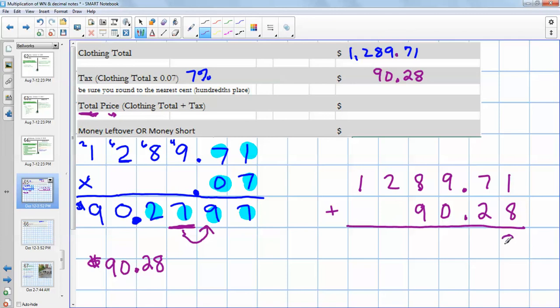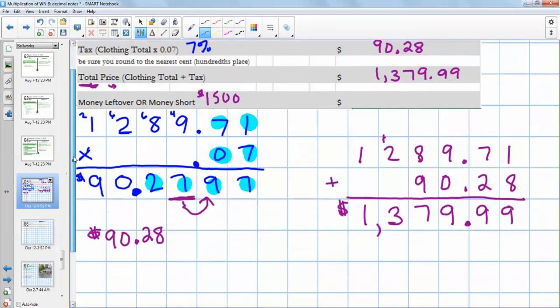Eight plus 1 is 9. 7 plus 2 is 9. Bring my decimal point straight down. 9 plus 0 is 9. 9 plus 8 is 17. Carry my 1. So it looks like total Mrs. Hook is spending $1,379.99. For the purposes of our project, we had $1,500 to spend. So we know that this is less than $1,500.